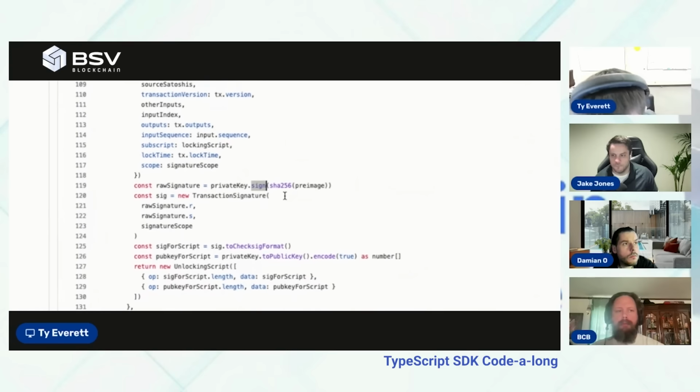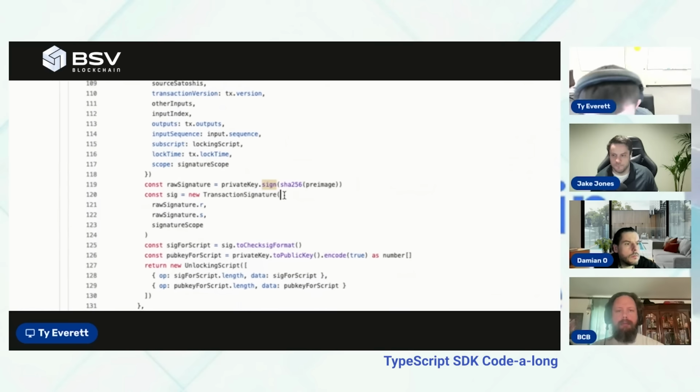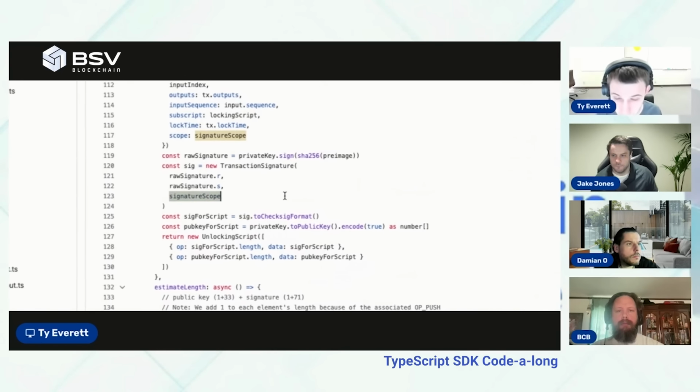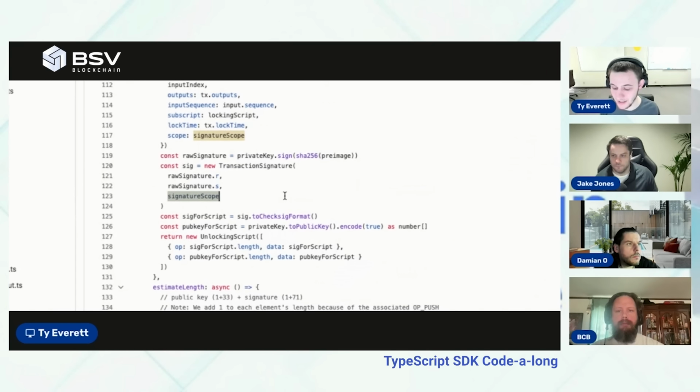And then we create a new transaction signature from our raw signature, which came from the private key. We hydrate back in our R and S values and, of course, our signature scope, which you can't forget, because then you have a really bad day because you don't know why your check sigs are failing if you don't put your signature scope in. I learned that one the hard way. That wasn't very fun.